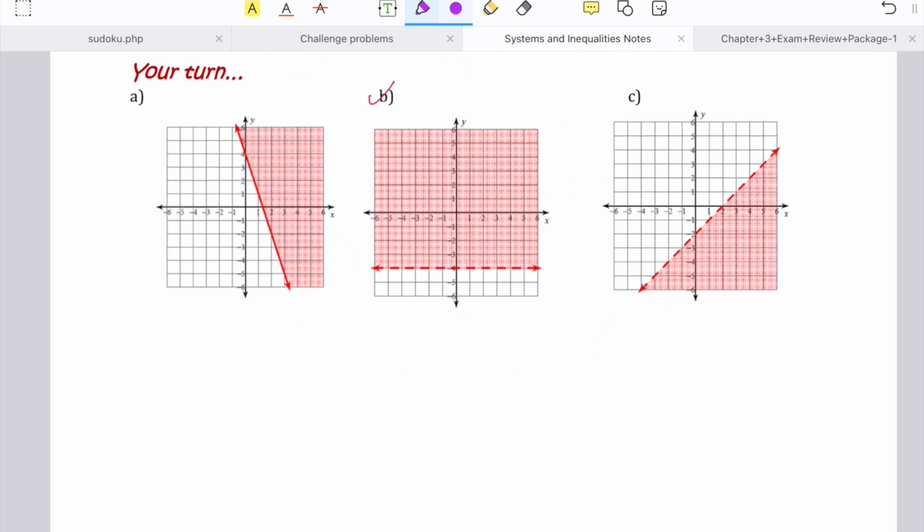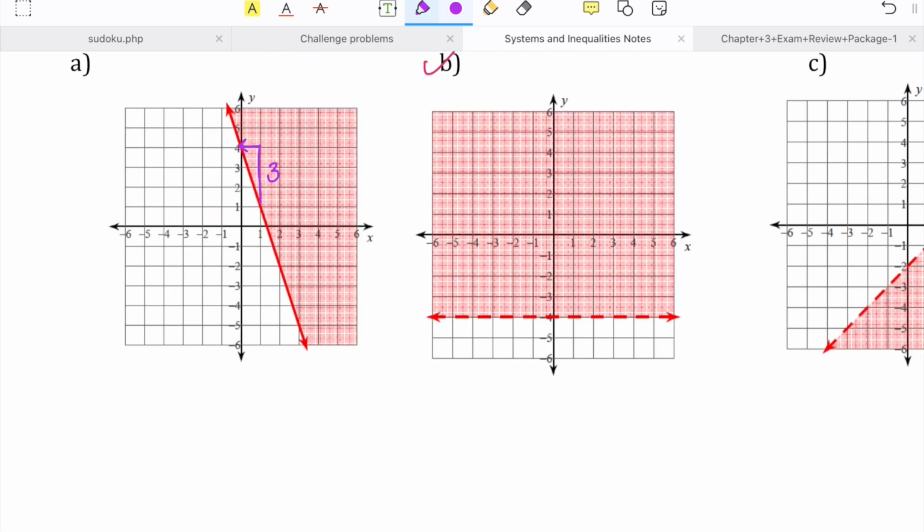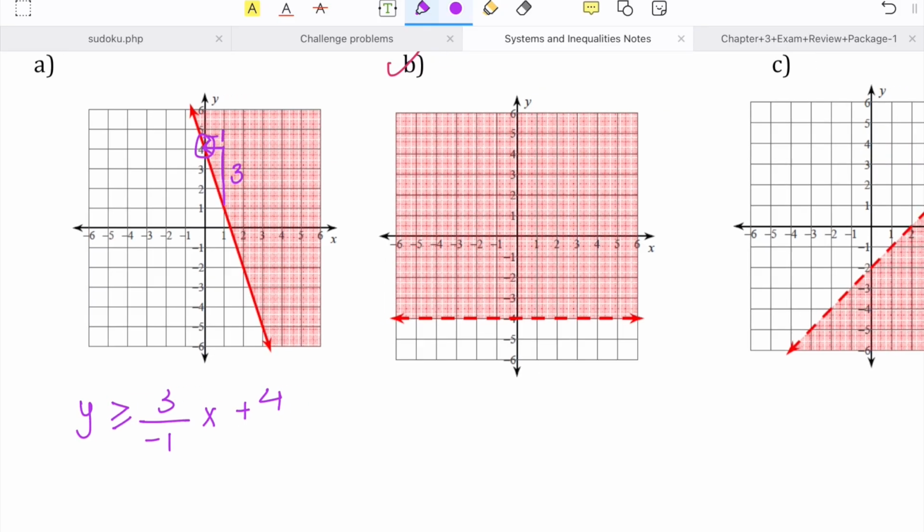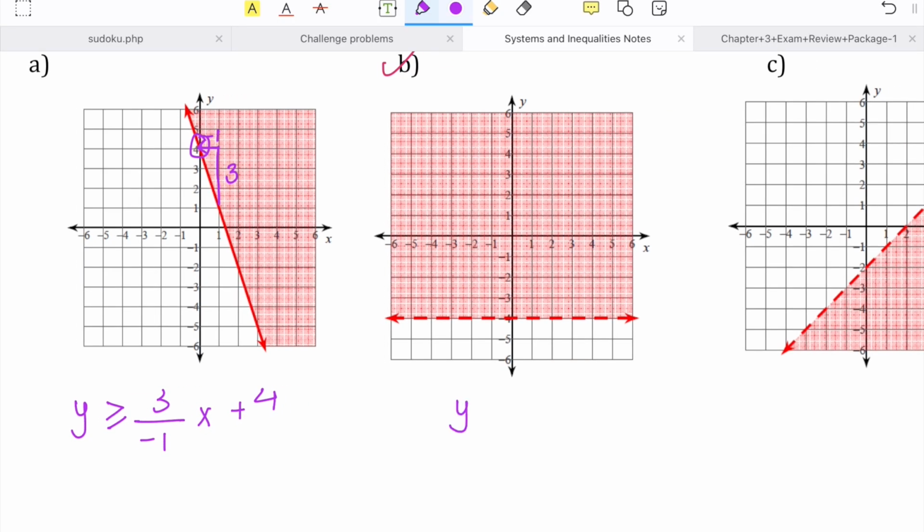Okay, try these questions. Your slope is 3 over negative 1, so 3 over negative 1 x plus your b, which is 4, and then is it above or below? Above, so greater than. Will I have an equal to sign or no? Yes, because it's solid. This one, y is above, so greater than. It's a dotted line, so you won't have an equal to, and it's above negative 4.